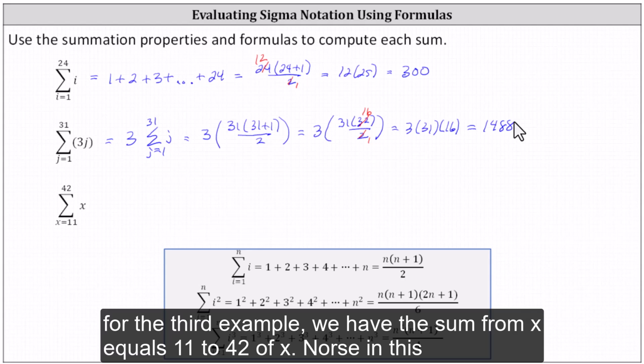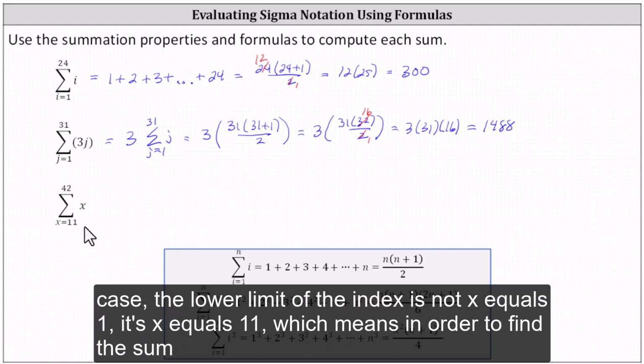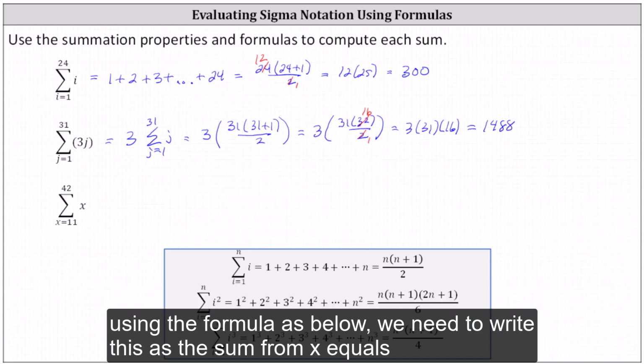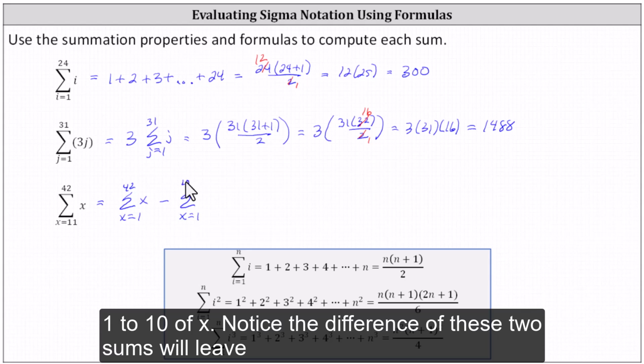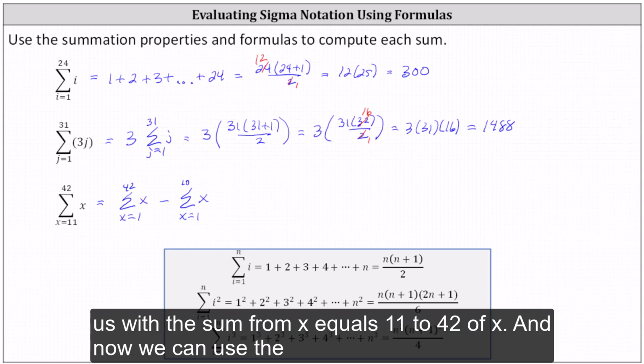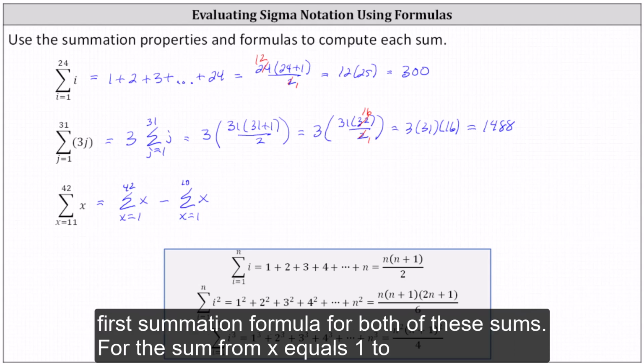And for the third example, we have the sum from x equals 11 to 42 of x. Notice in this case, the lower limit of the index is not x equals 1, it's x equals 11, which means in order to find the sum using the formulas below, we'll need to write this as the sum from x equals 1 to 42 of x, and then minus the sum from x equals 1 to 10 of x. Notice the difference of these two sums will leave us with the sum from x equals 11 to 42 of x. And now we can use the first summation formula for both of these sums.